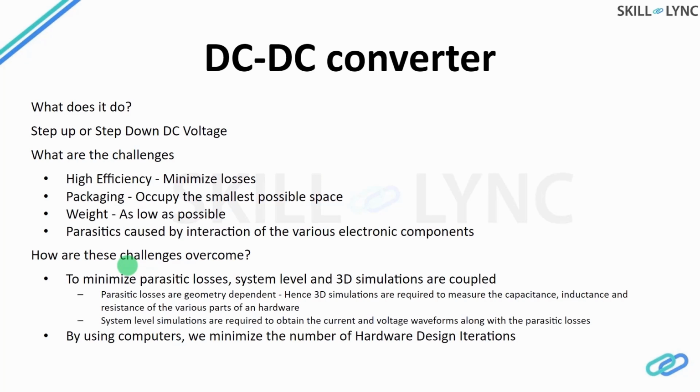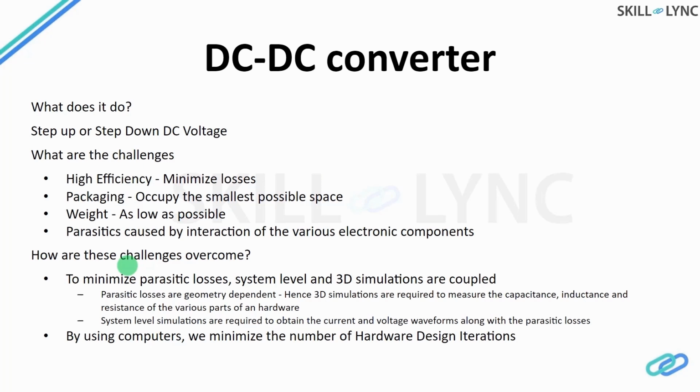Now, generally, how are these challenges overcome? Well, parasitic losses are geometry dependent, and usually 3D simulations are performed to measure the capacitance, inductance, and resistance of various parts of a hardware. And then once you do that, you can perform system level simulations to obtain the required current and voltage waveforms along with the parasitic losses. Then you can repeat the process. You can iterate the same concepts again and again till the performance and the losses are within the desired range.